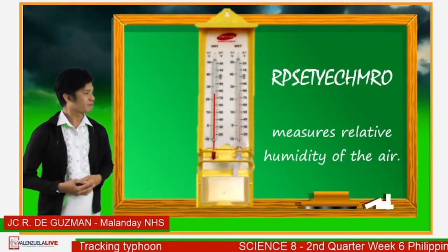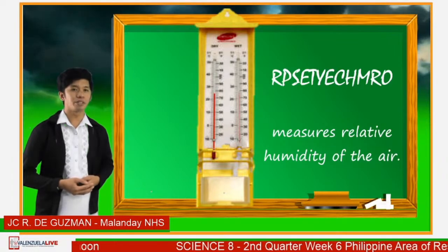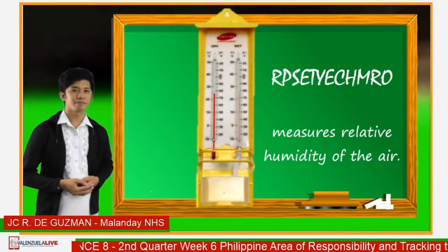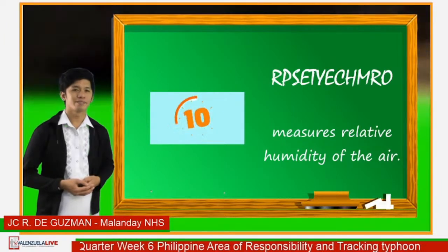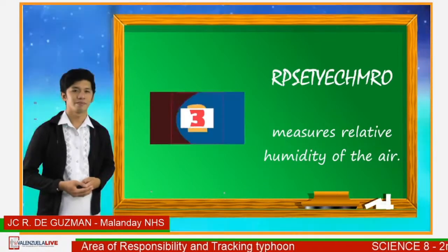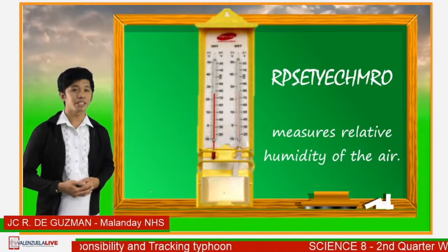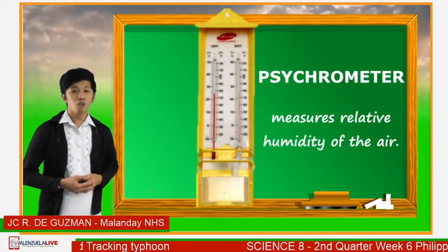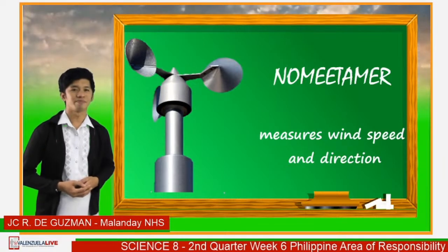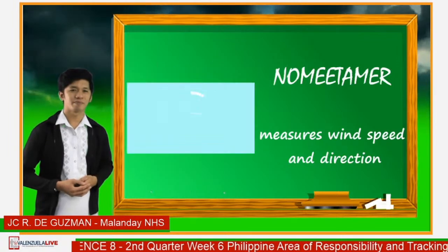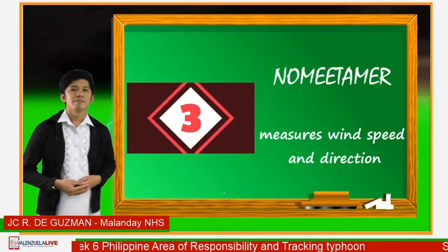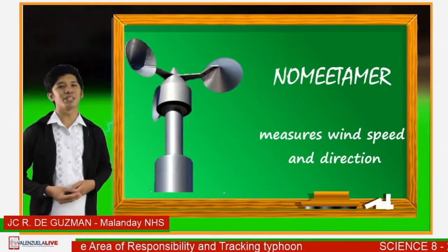Third feature. It uses two thermometers, a dry bulb and wet bulb type. This is to measure relative humidity of the air. Your time starts now. Time's up. The correct answer is psychrometer. Fourth feature. This instrument measures wind speed and direction. Your time starts now. Time's up. The correct answer is anemometer.